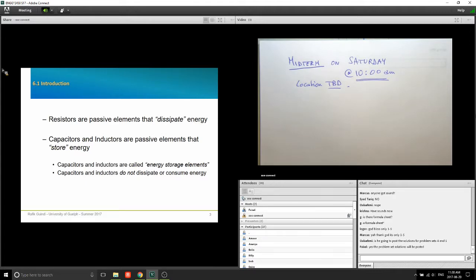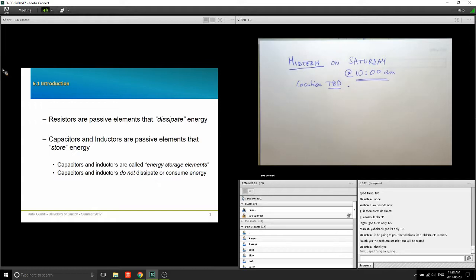And sometimes there's going to be something else if this resistance represents another device. So for example, if the resistance represents a lamp, then we say that part of that power or that energy is going to become light. Okay. Now, capacitors and inductors are also passive elements, but they function in a different way.